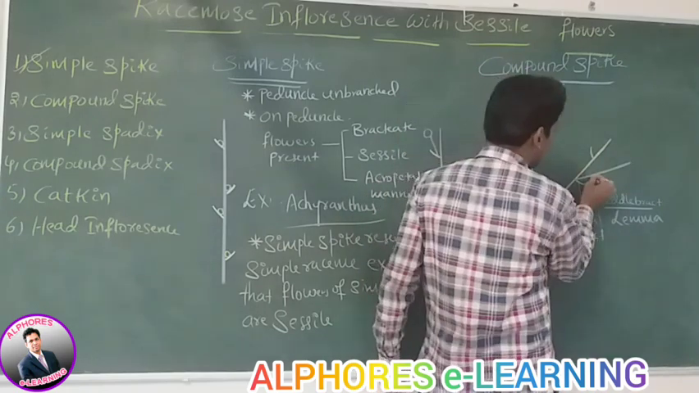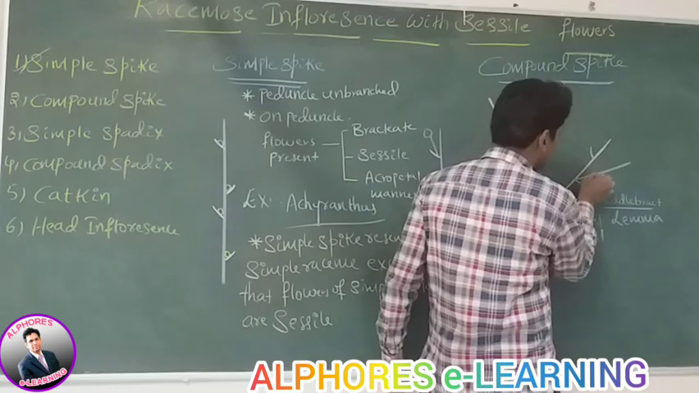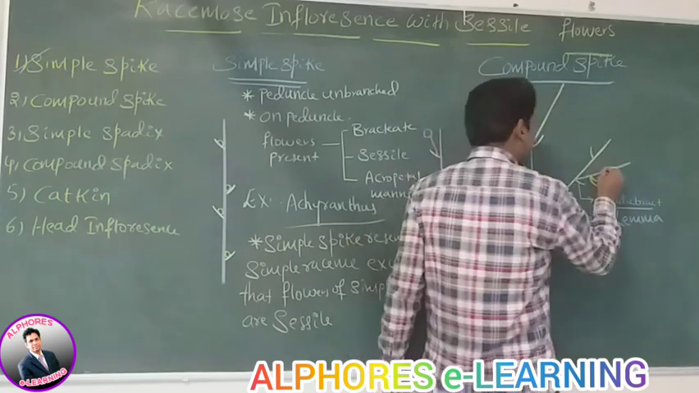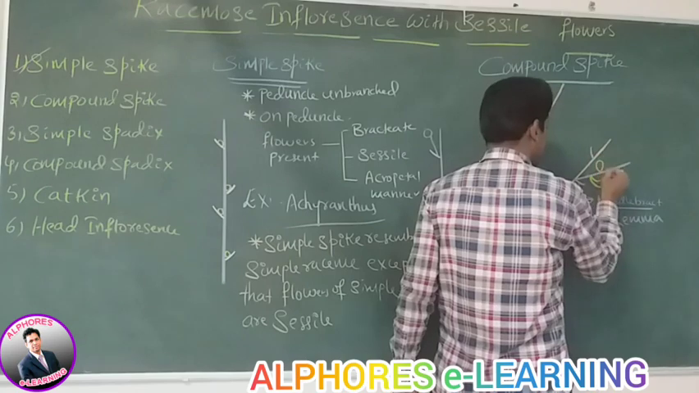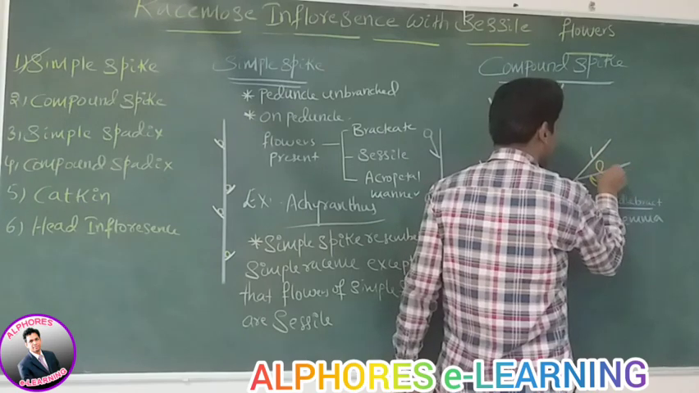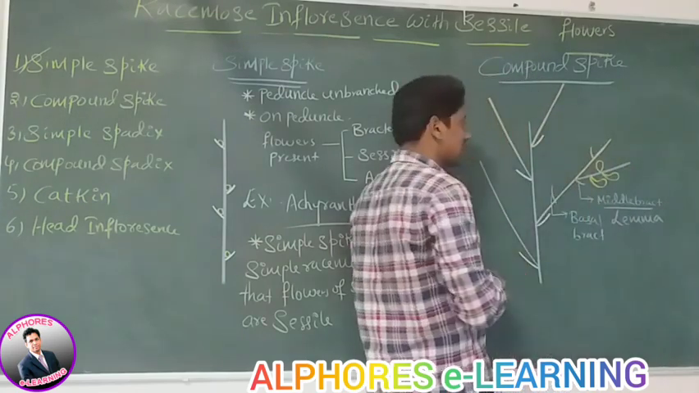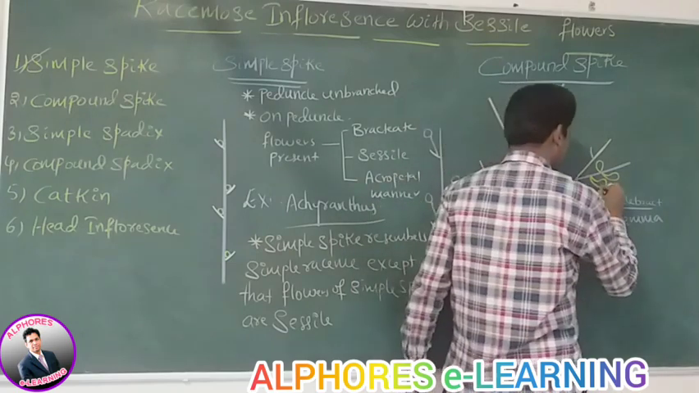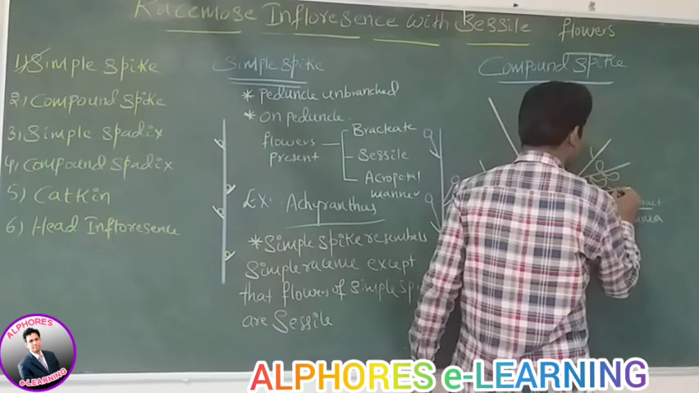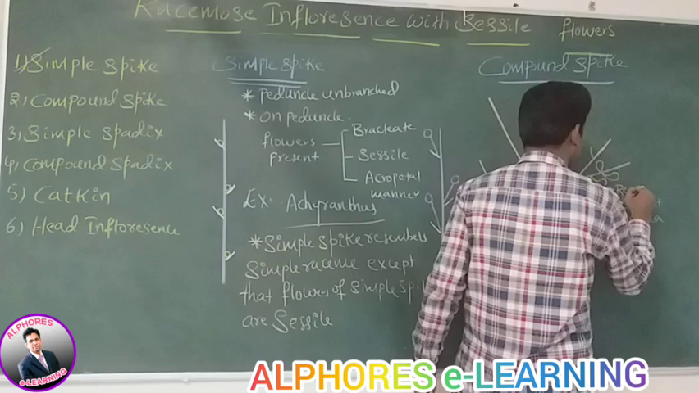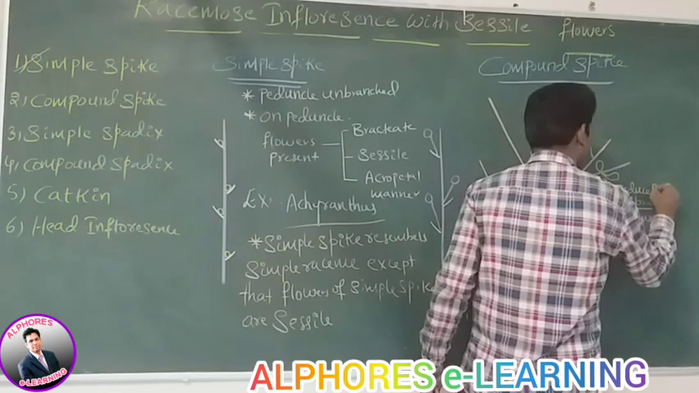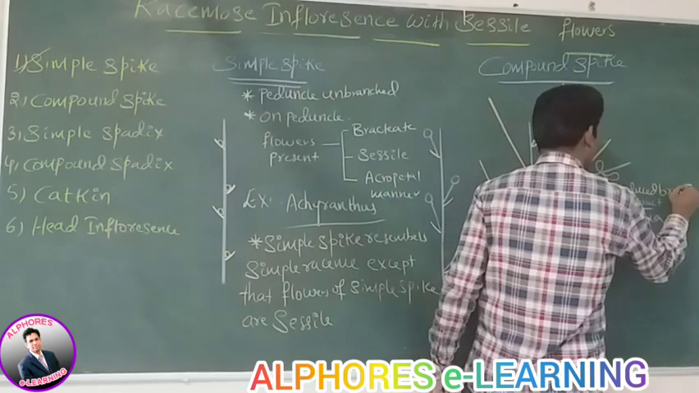Sir, in this sessile flower, bracteoles are reduced. Perianth lobes are also reduced. What and what are reduced? Bracteoles and perianth lobes are reduced. This is reduced bracteole.